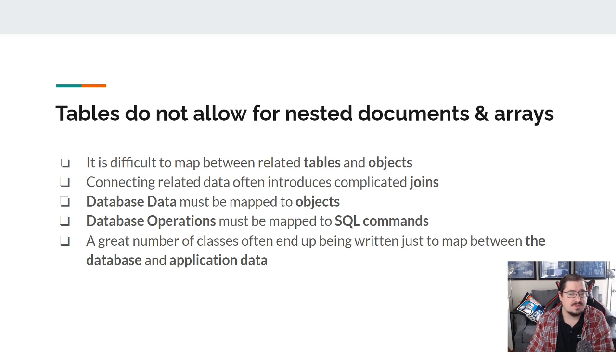Also, because we don't have those nested documents or arrays, connecting related data often introduces a lot of complicated joins, whether it be left joins, right joins, inner joins. It adds a lot of complexity. Got it? Yep. So if we could just nest documents, we can get away with fewer joins. Not saying that there isn't a way to do joins in Mongo, and sometimes you need to do that. But it's one of those things that, if you can avoid it, then do.